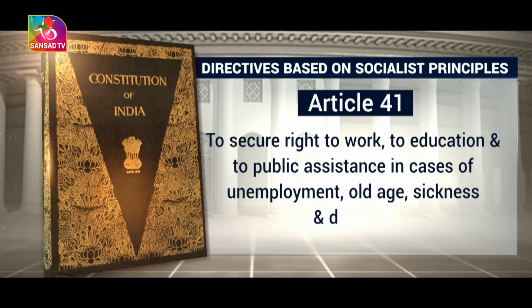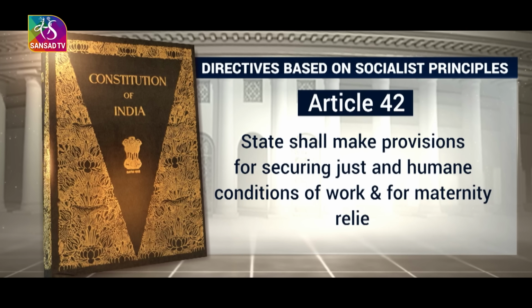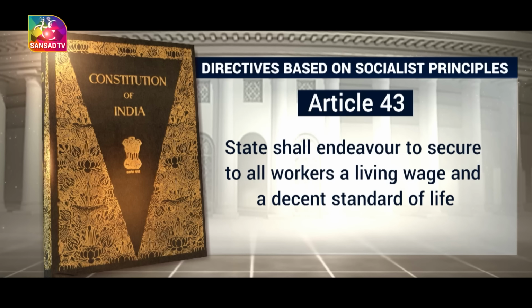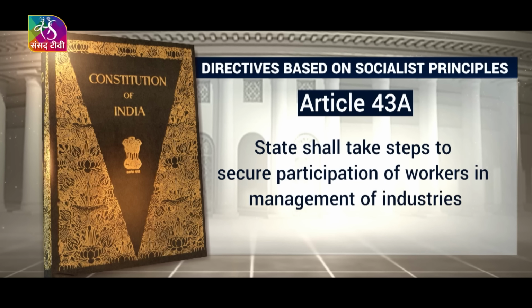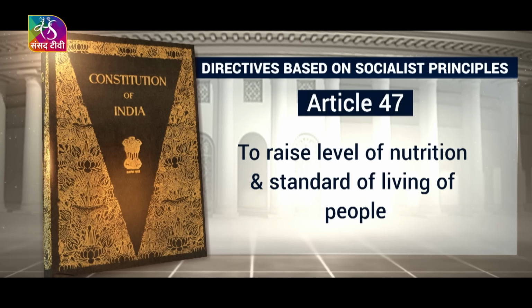Article 41. To secure the right to work, to education, and to public assistance in cases of unemployment, old age, sickness, and disability. Article 42. The state shall make provisions for securing just and humane conditions of work and for maternity leave. Article 43. The state shall endeavour to secure to all workers a living wage and a decent standard of life. Article 43A. The state shall take steps to secure the participation of workers in the management of industries. Article 47. To raise the level of nutrition and the standard of living and to improve public health.